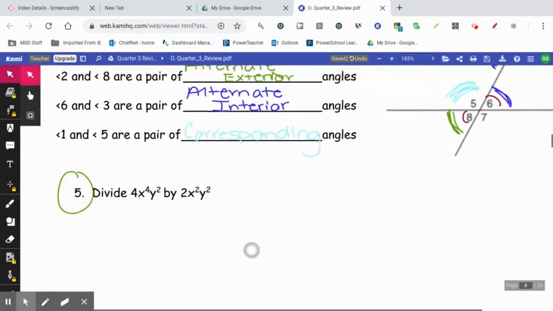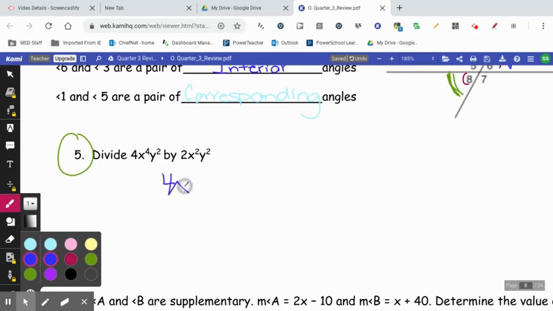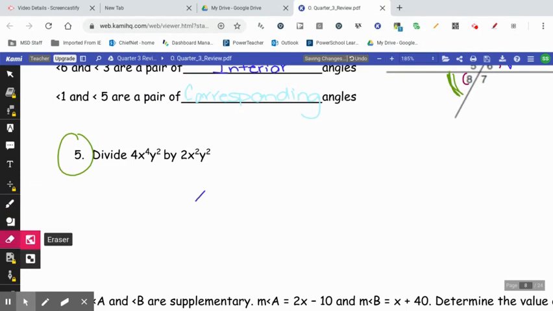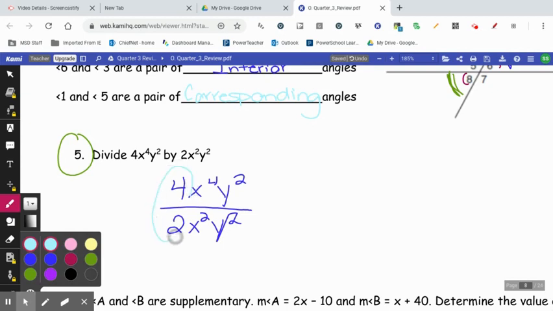Okay. Number 5, divide 4x to the 4th y squared by 2x squared y squared. So we're dividing, which means we can set it up looking like a fraction. 4x to the 4th y squared over 2x squared y squared. So first we have to see if we can divide the coefficients. Can 4 be divided by 2? That's yes. So far we have 2.